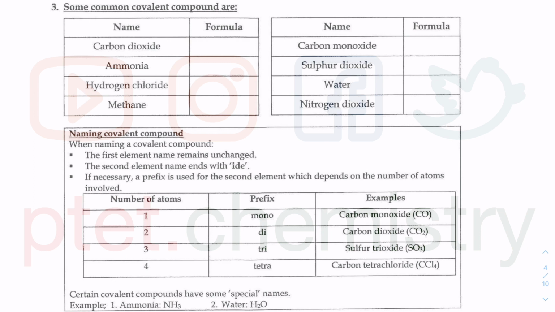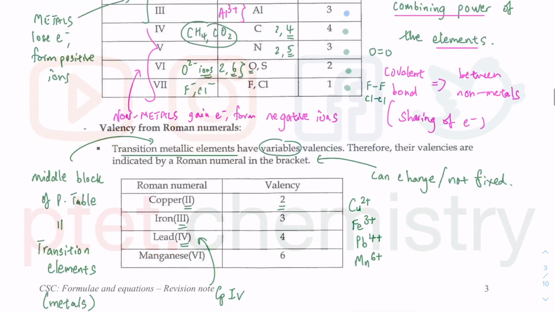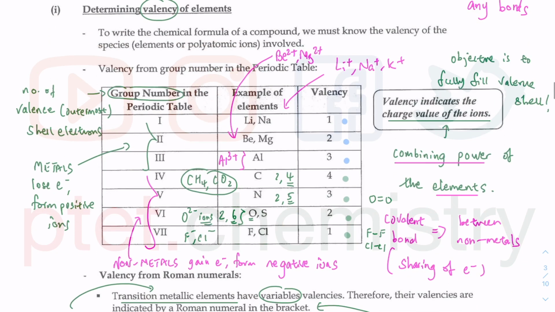So this is a continuation of the previous lecture tutorials, in which we have covered these ideas on deducing chemical formulas. We have done it in terms of going through the valency of the specific elements based on their position in the periodic table, which is based on group number. For the metals, their valency follows the charges of the ions that they would form, provided that their objective is to fully fill the valence shell.